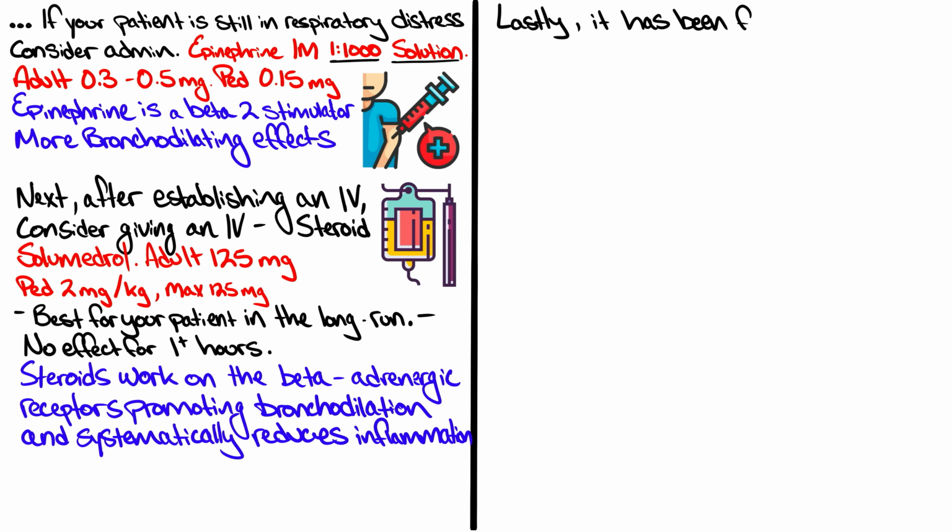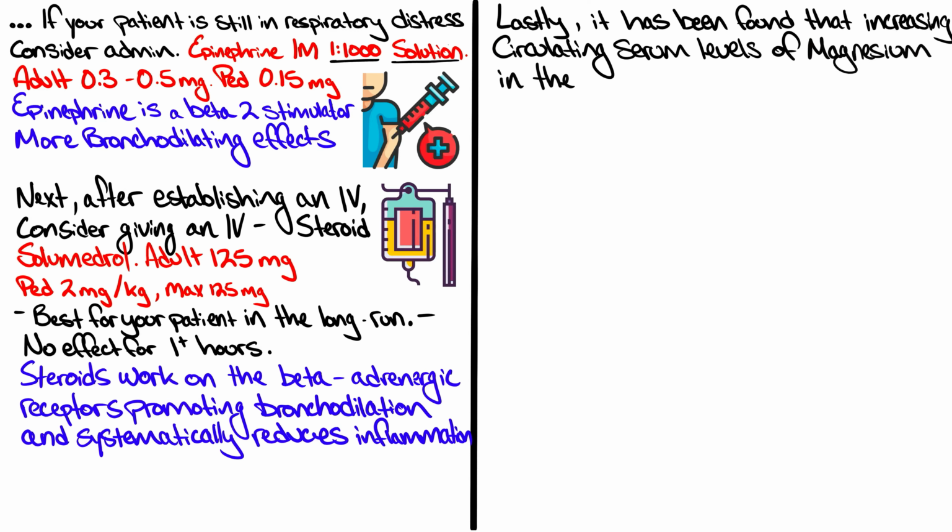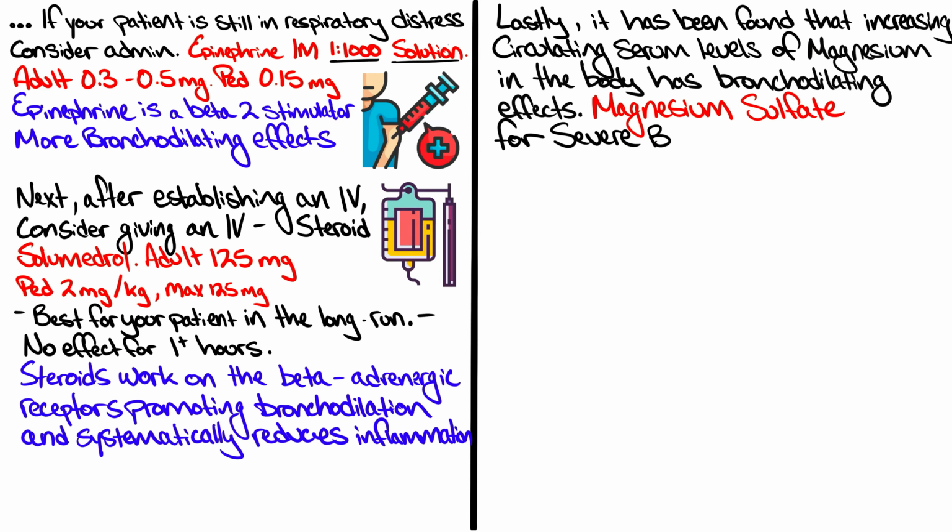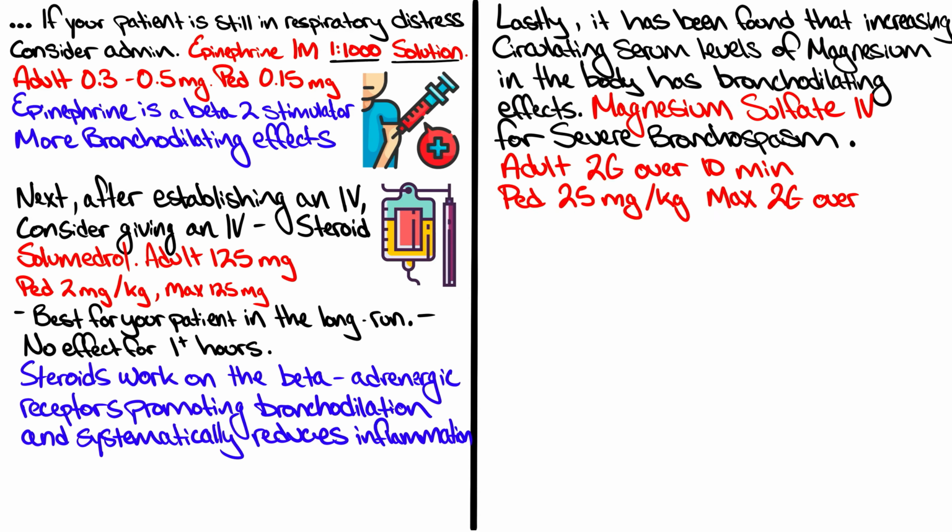Lastly, it's been found that increasing circulating serum levels of magnesium in the body has bronchodilating effects. For severe bronchospasm, you can administer magnesium sulfate IV. Your adult dose is going to be 2 grams over a period of 10 minutes, and your pediatric dose will be 25 milligrams per kilogram to a maximum of 2 grams over 5 to 10 minutes.